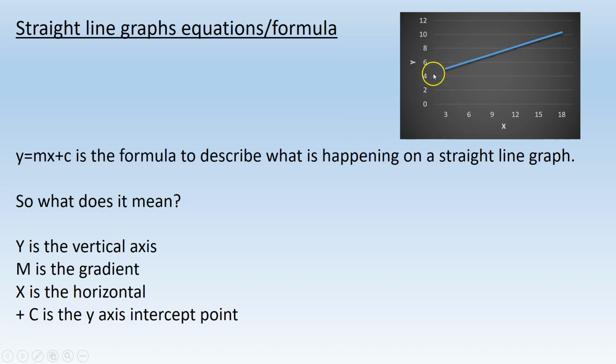Plus c, or it might be minus c depending on the graph that you're producing, is the point at which it crosses the y-axis. That's the intercept point. At 0, where it crosses from 0 into a negative or a positive number, that would be the c, whether it's plus or minus. That would be a figure on the y-axis. So if, for example, the straight line is down here, the c will be negative, but the ones we're going to be doing are all going to be positive.